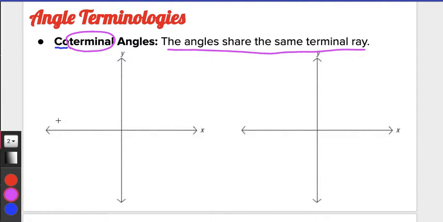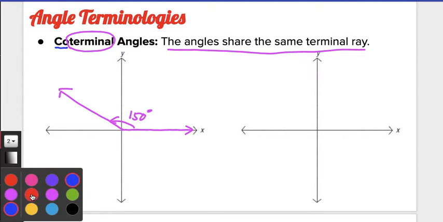What does that mean? I'm going to use a different color to indicate the angles, then you will totally understand. First of all, let's draw a random angle here, maybe 150 degrees. This is 150 degrees. A coterminal angle is an angle that shares the terminal ray. Whatever angle shares this terminal ray is a coterminal angle with 150.